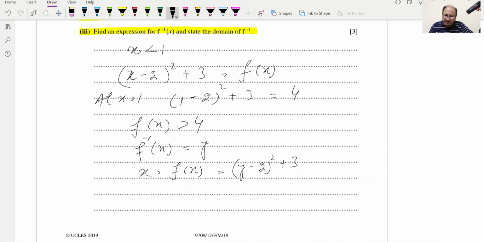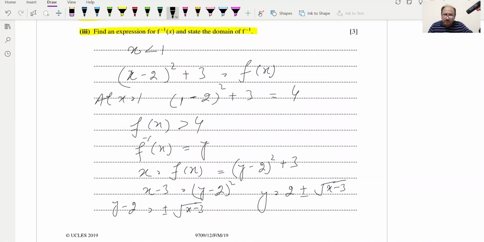To make y the subject, we will be shifting 3, and we will get x minus 3 is equal to y minus 2 squared. And this will be, y minus 2 will be equal to plus minus under root x minus 3, and now we can shift 2 also to the other side, so y is equal to 2 plus minus under root x minus 3.